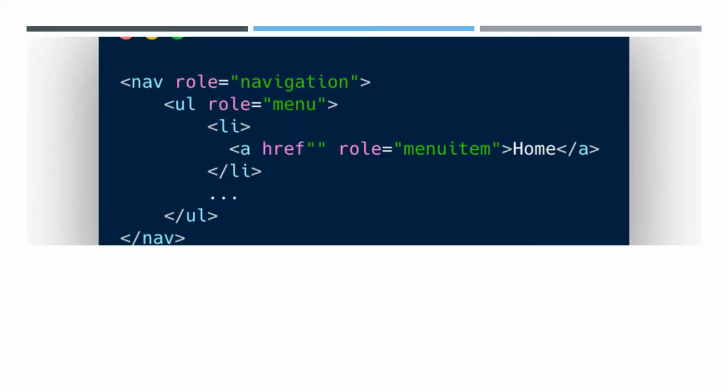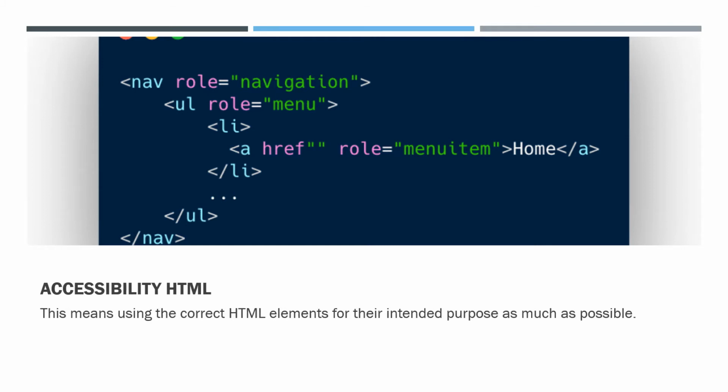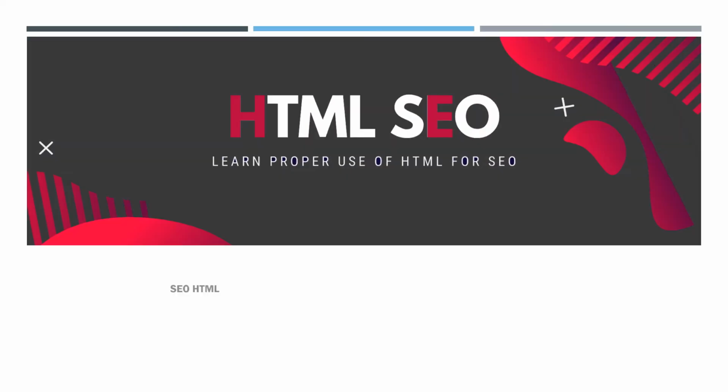Use of accessibility in HTML. This means using the correct HTML elements for their intended purpose as much as possible. You might wonder why this is so important. After all, you can use a combination of CSS and JavaScript to make just about any HTML element behave in whatever way you want.